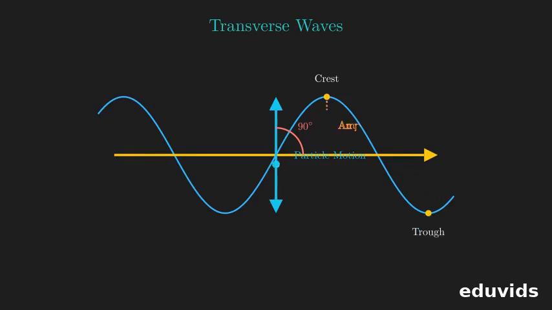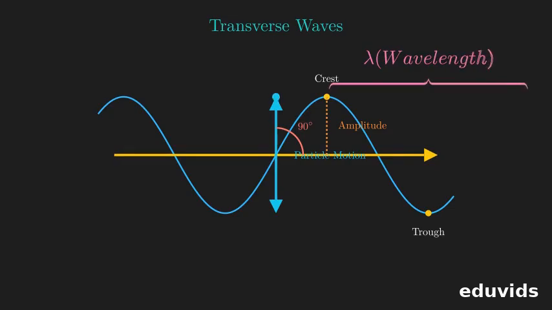Amplitude measures the vertical distance from the center line to a crest, showing the wave's energy. Wavelength is the distance measured from one crest to the very next crest in the sequence. A great example of a transverse wave that does not need a medium is visible light moving toward you.